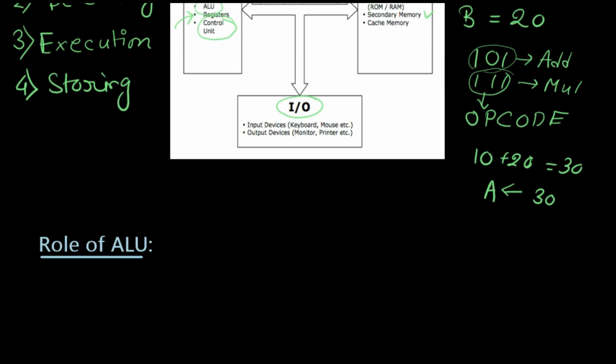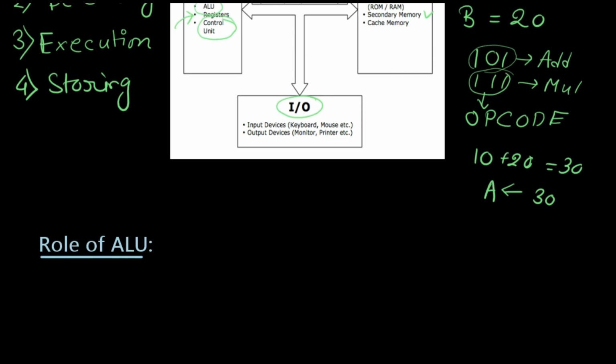So a computer cannot do the job by itself. We have to give instructions. We have to tell the computer to do this, do that. And this communication is done through IO, or input output devices.